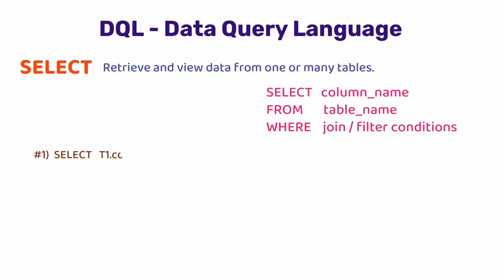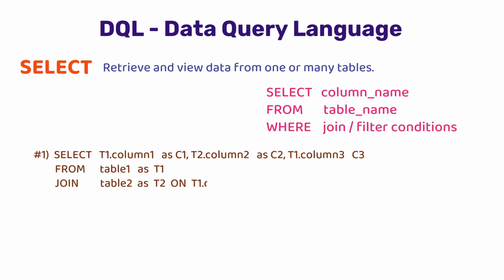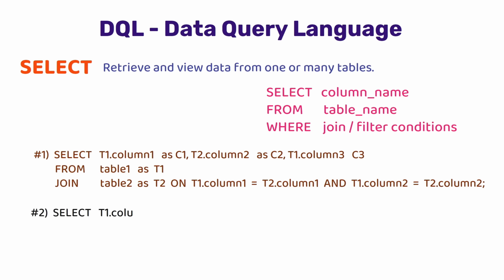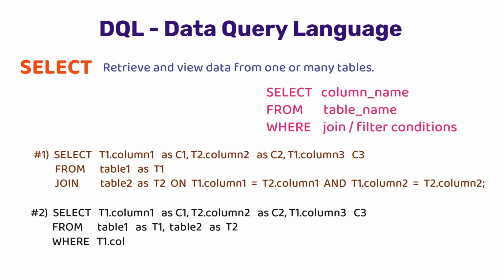There are 2 ways to write a select query. Number 1 is by using the join keyword. That is, by separating the multiple tables in your from clause by using the join keyword and then mentioning the join condition between these tables by using the on keyword. Number 2 is by using a comma separator. That is, by separating the multiple tables in your from clause by using a comma and then mentioning the join condition between these 2 tables in your where clause. Both these methods of writing a query are correct, and you can follow whichever you feel comfortable with.